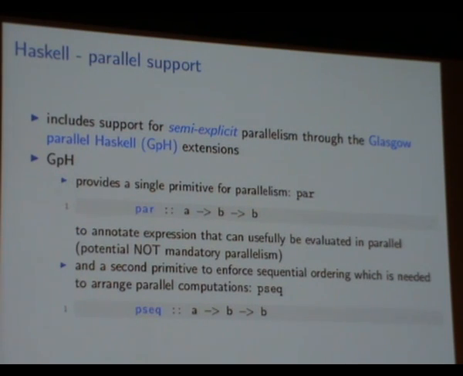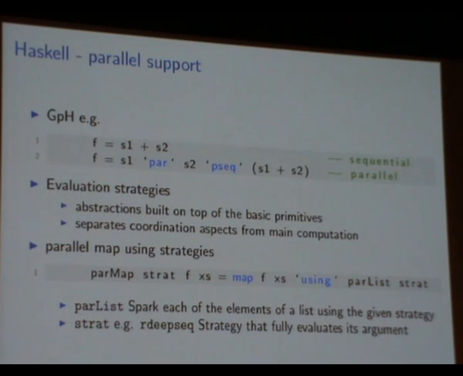What it does is just create a spark. A spark is a kind of pointer which hints to the runtime system that it could potentially benefit by running the first expression in parallel. So this is potential and not mandatory parallelism, and it's up to the runtime to pick which expression is going to run in parallel. But we need a second primitive because Haskell doesn't define any order of evaluation, so we need some kind of enforced sequential ordering so we can arrange parallel computation. This is what the second primitive is for. This is a simple example of how you could use the par and seq primitives.